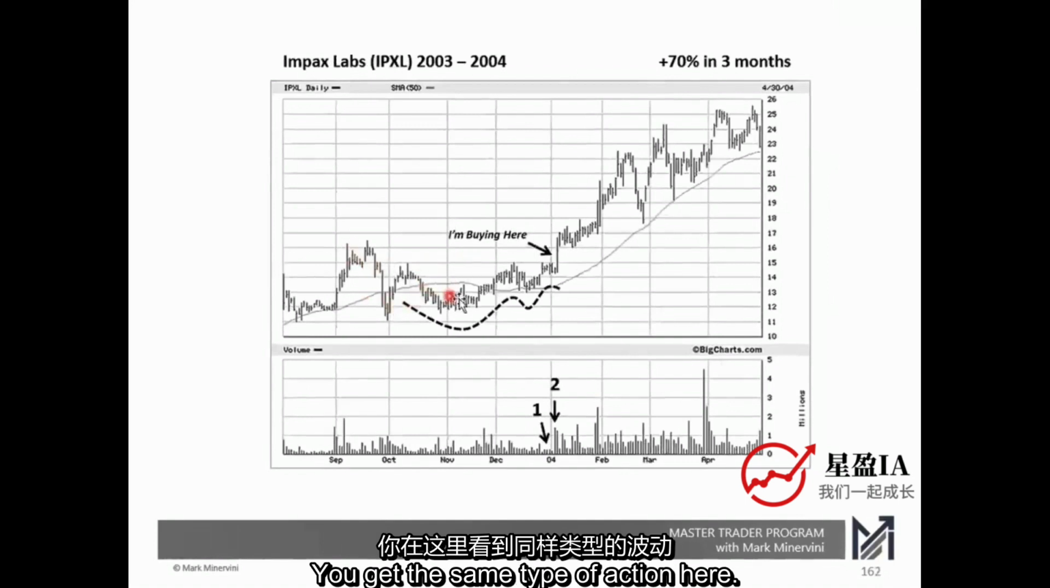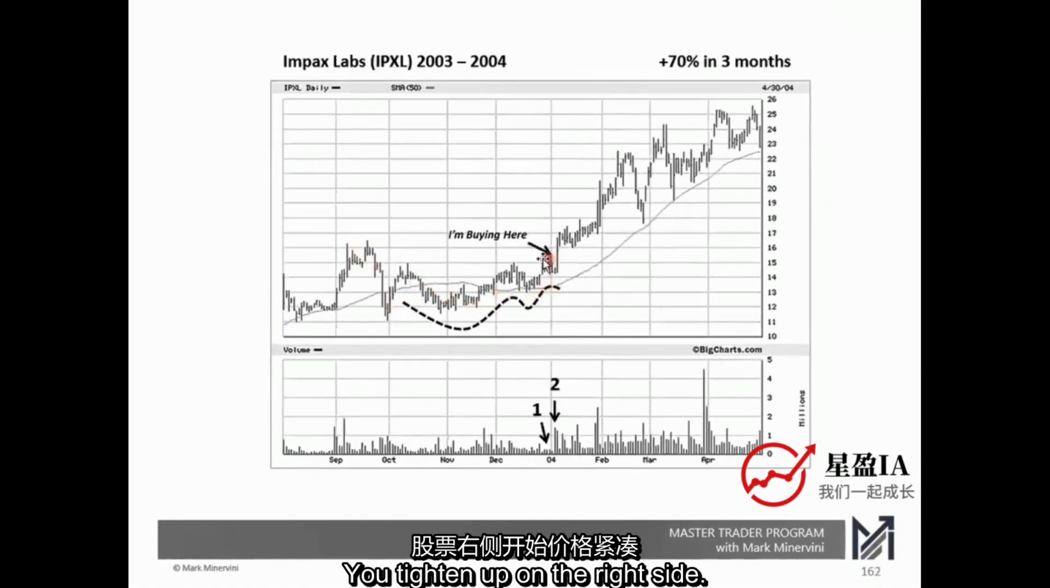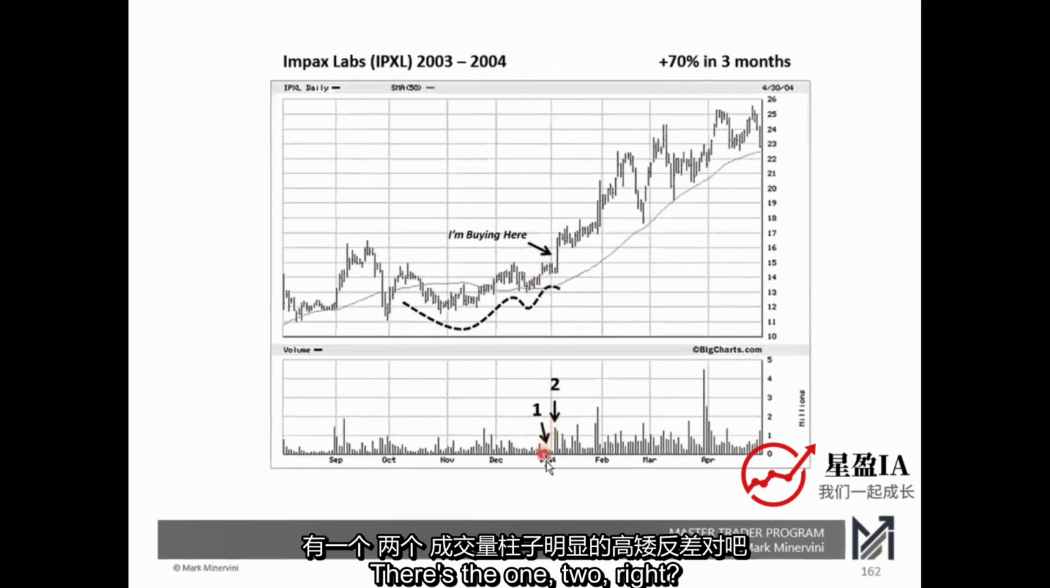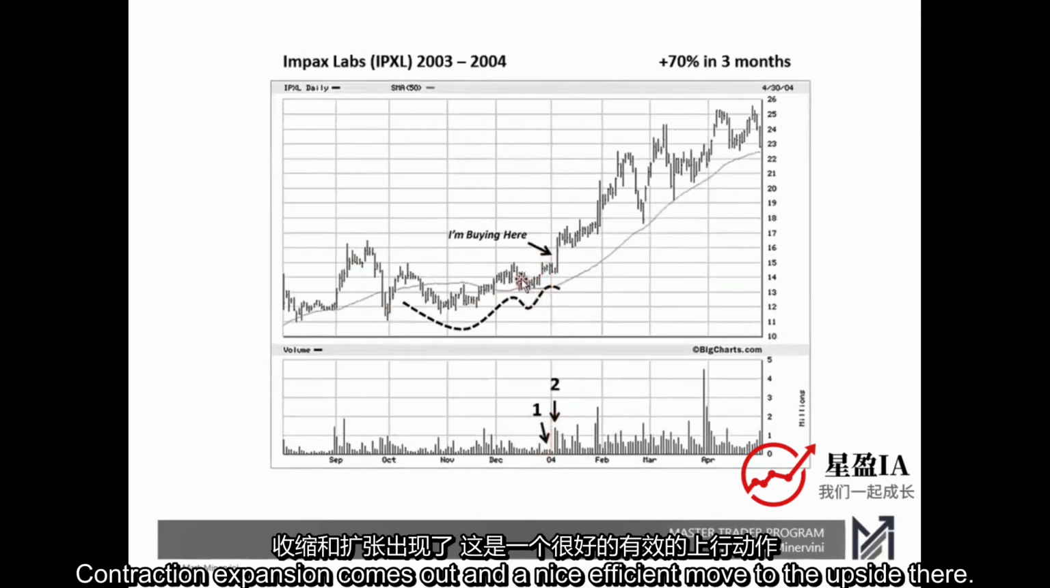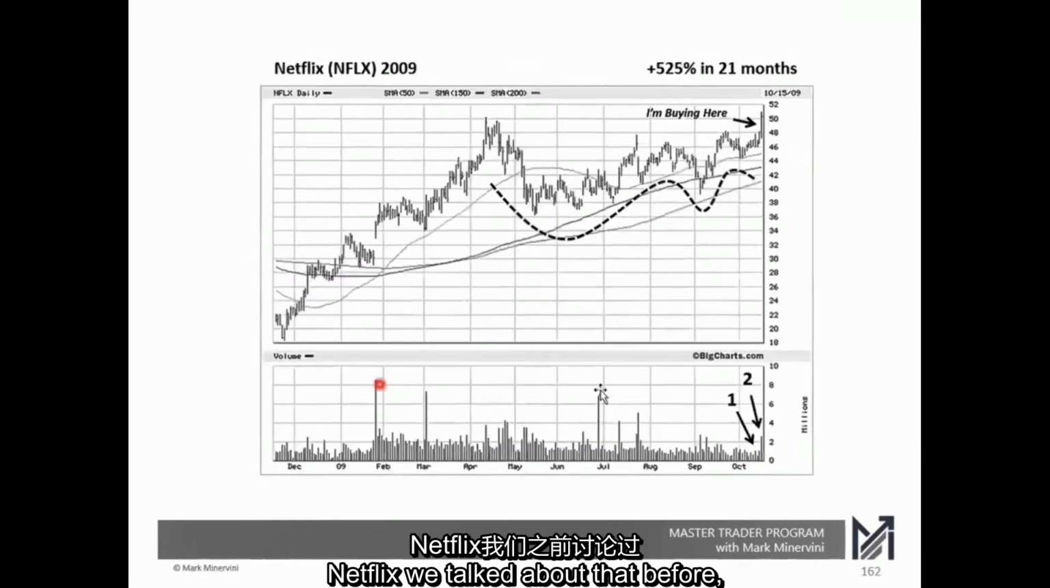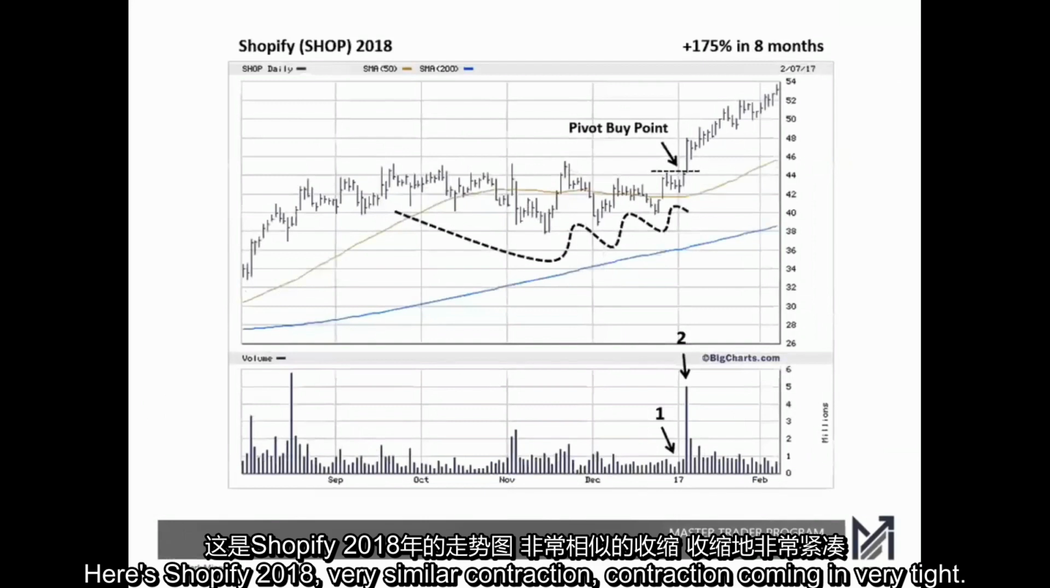You get the same type of action here. You tighten up on the right side. You get that last tightening. There's the 1-2, right? Contraction, expansion, comes out, and a nice efficient move to the upside there. Netflix, we talked about that before. Same thing, 1-2.